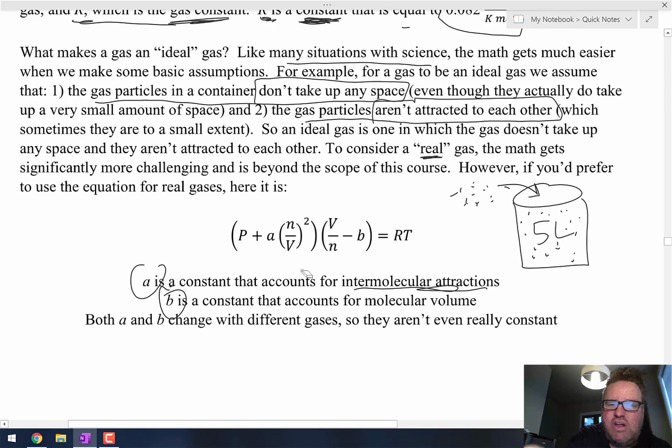I don't think any of you even look at that. What if I ask you to solve for volume in this equation? Well, you've got a volume on the bottom here that's squared. You've got another volume over here. It's a gigantic mess, okay? So we are never, ever going to use this equation.